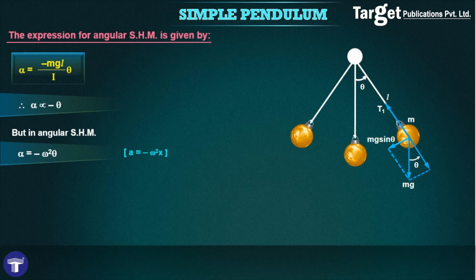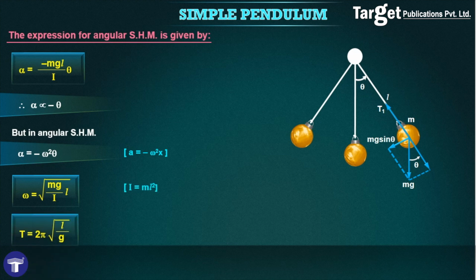There it was a is equal to minus omega square x. Here I'm saying alpha is equal to minus omega square theta, and on comparing the two equations, I get that omega must then be root of mgL by I. And from here comes the very famous equation for the time period of the pendulum. T is nothing but 2 pi by omega, and considering the fact that the moment of inertia of the heavy bob about the point of suspension would be mL square, I get the formula that the time period T is equal to 2 pi root L by g.